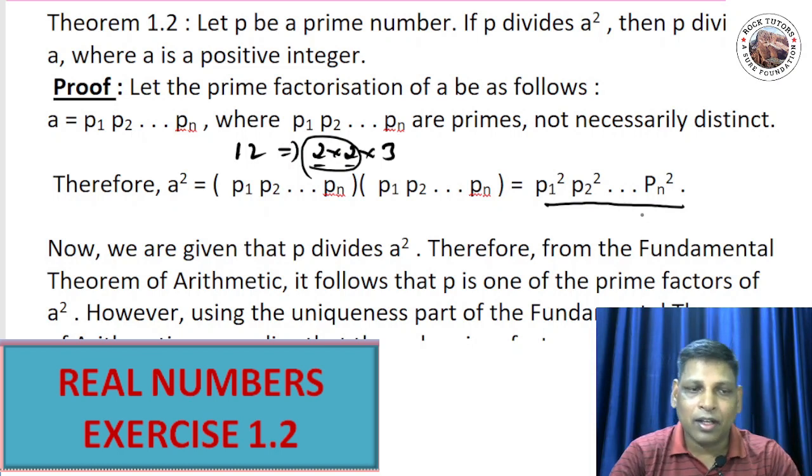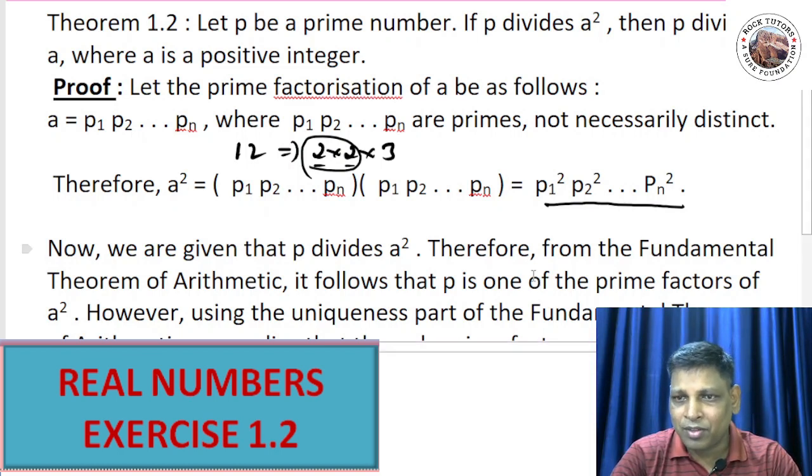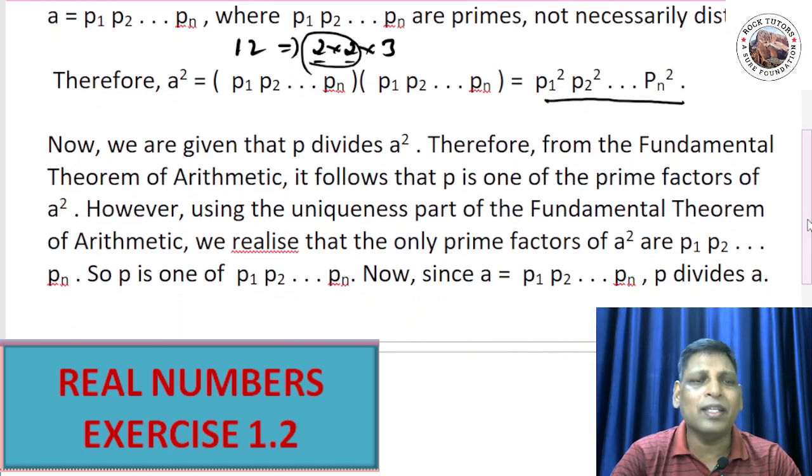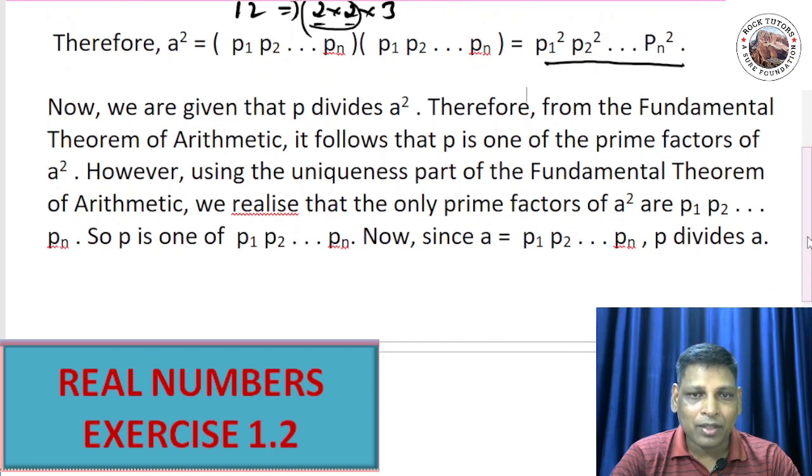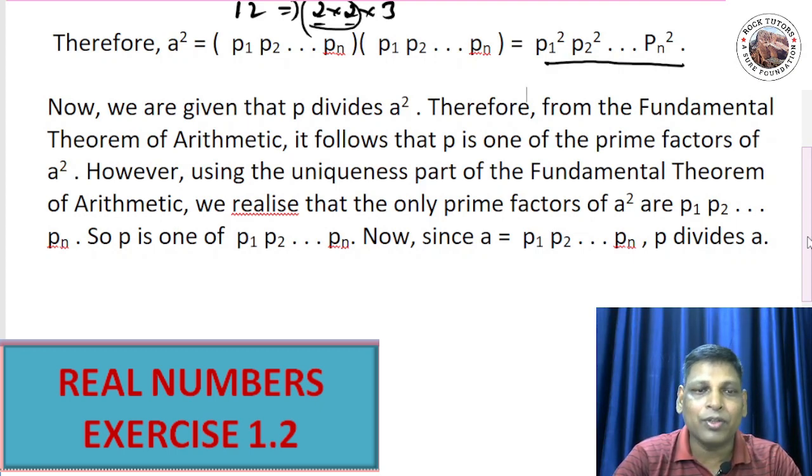So now we are given that p divides a square. Yes or no? It's given that p divides a square. P divides a square means what? P is one of the prime factors of a square. Therefore, from the fundamental theorem of arithmetic, it follows that p is one of the prime factors of a square. However, using the uniqueness part of the fundamental theorem of arithmetic, we realize that the only prime factors of a square are p1, p2 and pn. So p divides p1, p2 and pn.